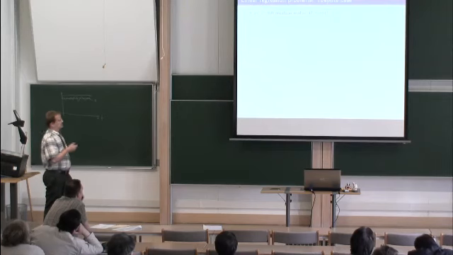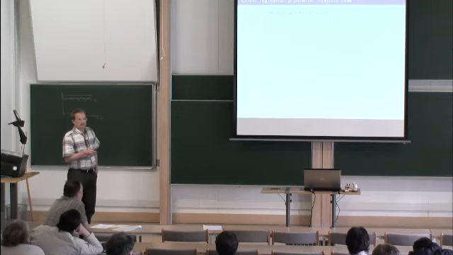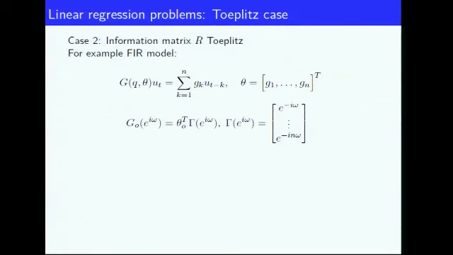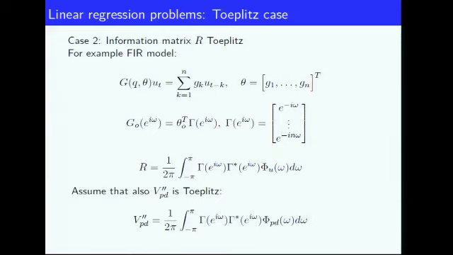Now let's look at a case where the information matrix is Toeplitz. That happens when we have FIR, finite impulse response models. Then the information matrix can be written in this form, where gamma here is a vector of complex exponentials, and phi u is the input spectrum. And we will now assume that also the Hessian of the performance degradation is Toeplitz, so it's generated by another positive function here, phi performance degradation. I will show you an example later when this happens.